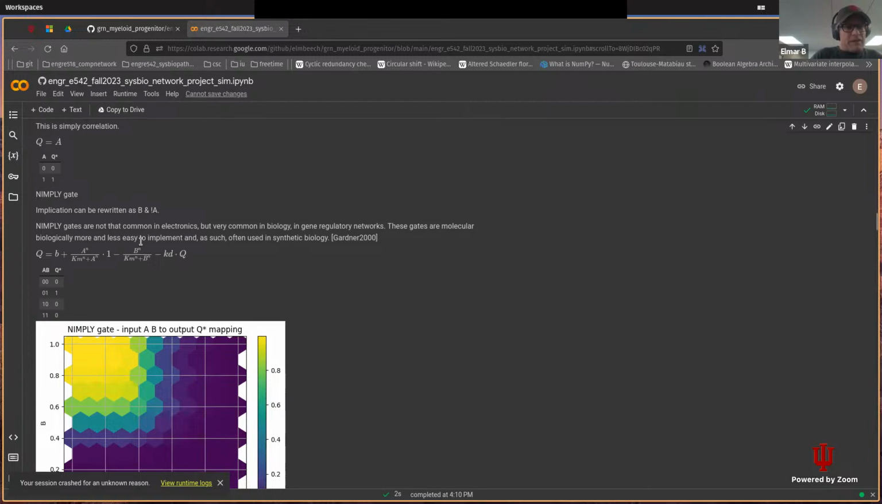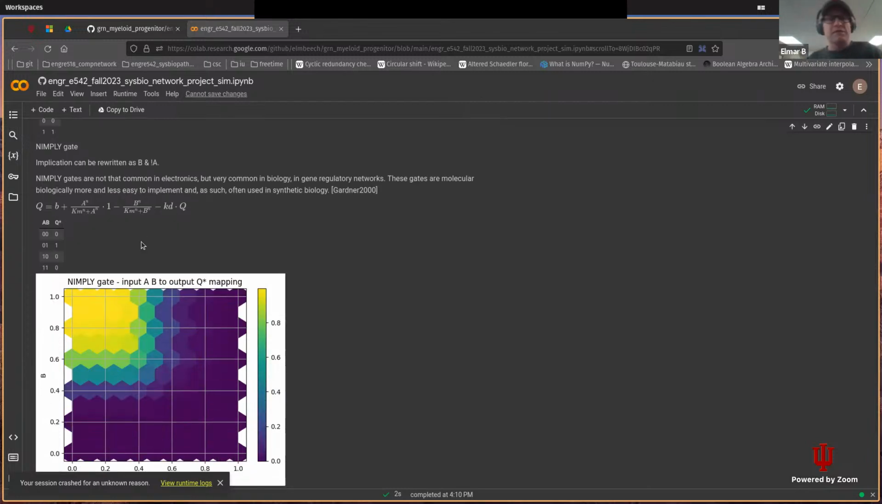So now we come to the gate that is most commonly used in biology, and this is the no implication gate. And it can be as well written as B and not A. And that's exactly what you can see here in this hex plot. So when B is high and A is not high, then it's on. And all the other time, it's just off. So this is the truth table.